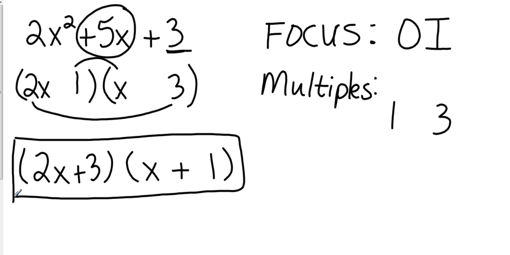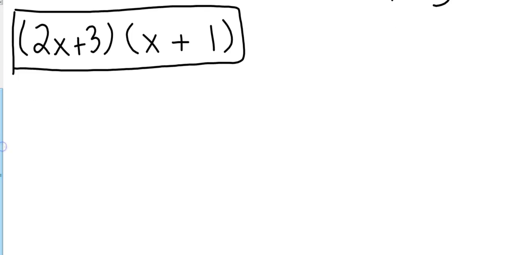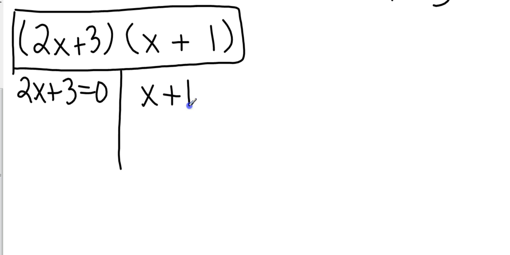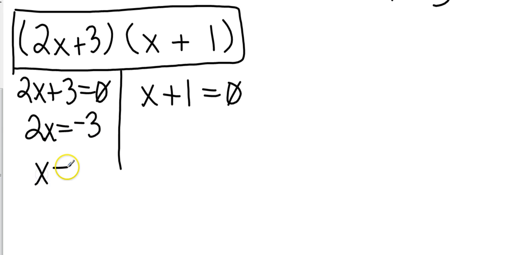Now, remember, if they want you to solve it, then we take 2x plus 3, set it equal to 0, and then we take x plus 1 and set it equal to 0. We solve both of those. That gives me 2x equals negative 3, so x is negative 3 halves. And in this case, x is negative 1. Again, read the directions, see if they want you to factor it or if they want you to solve it.